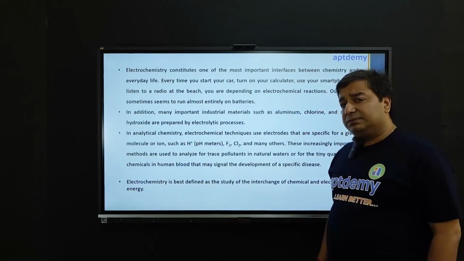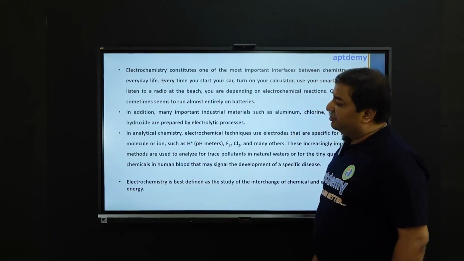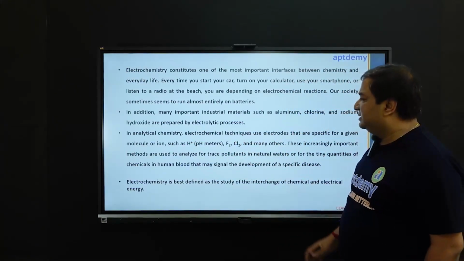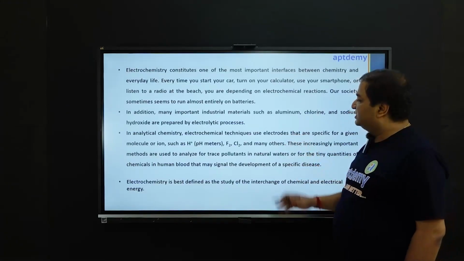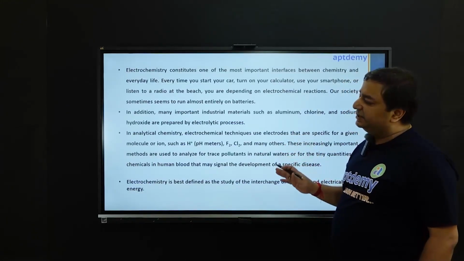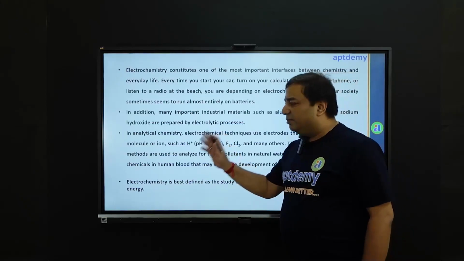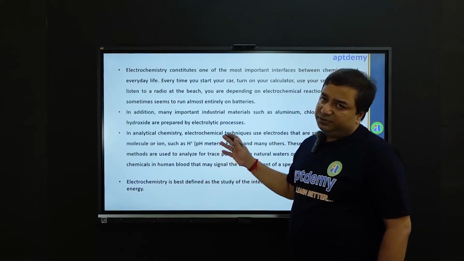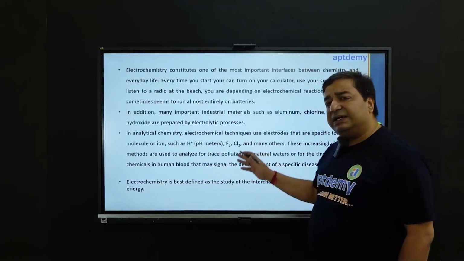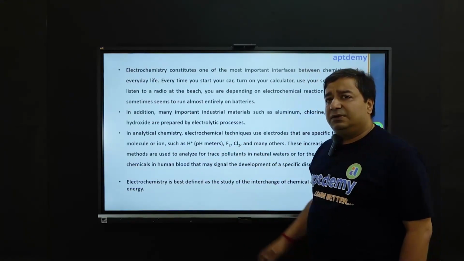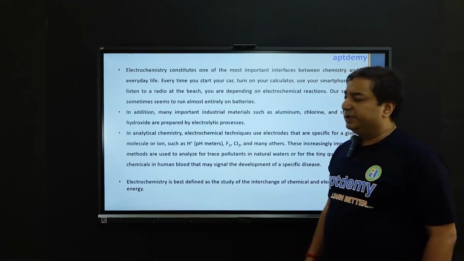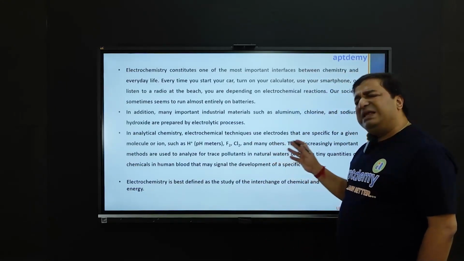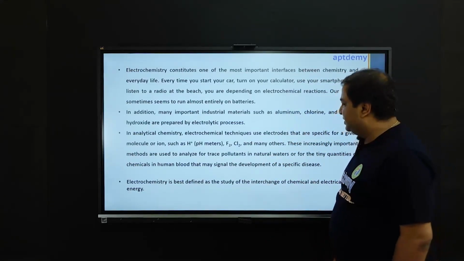In addition, many important industrial materials such as aluminium, chlorine, and sodium hydroxide are prepared by electrolytic processes. Another aspect of electrochemistry is in analytical chemistry, where electrochemical techniques use electrodes that are very specific for sensing or recognizing a molecule or ion. For example, the proton: for that, we have pH meters, and dedicated electrodes for sensing fluoride, chloride, and many other toxic metal ions.